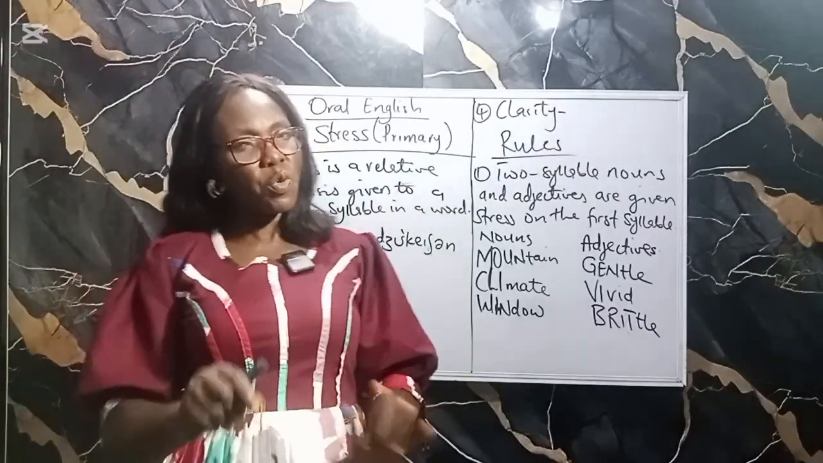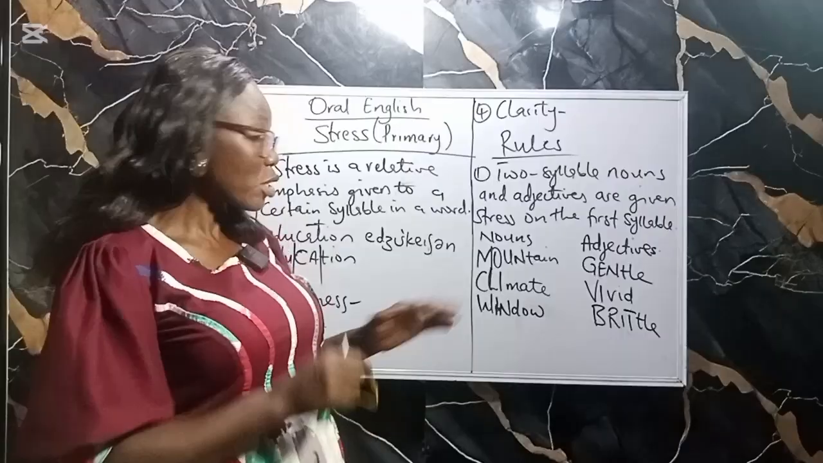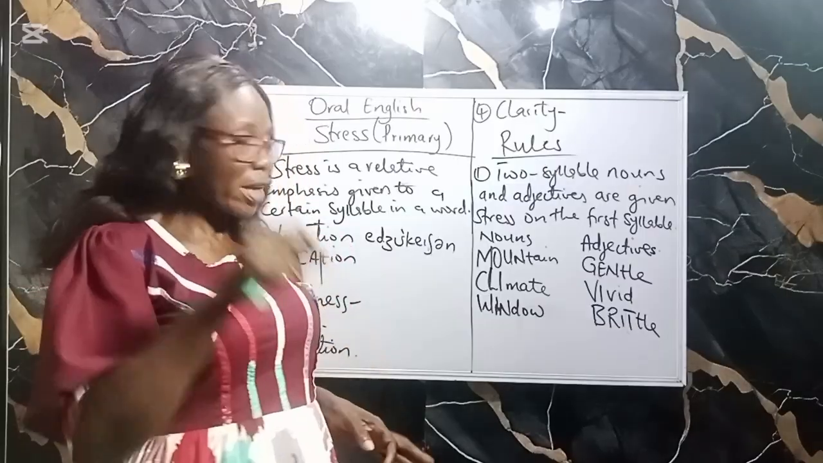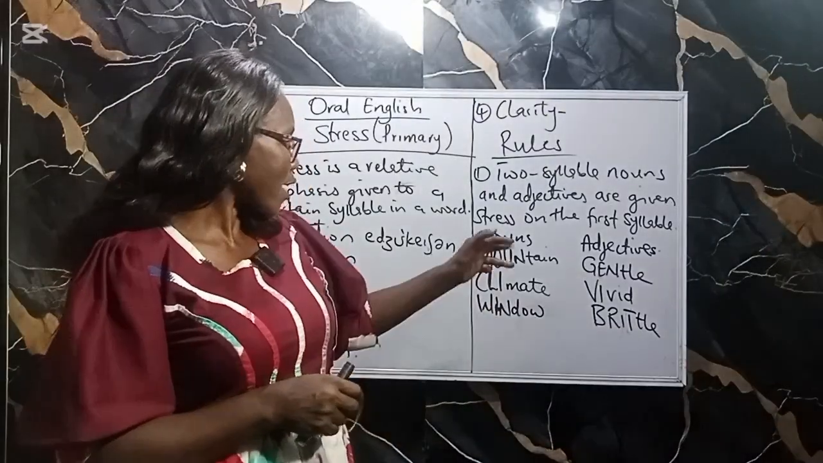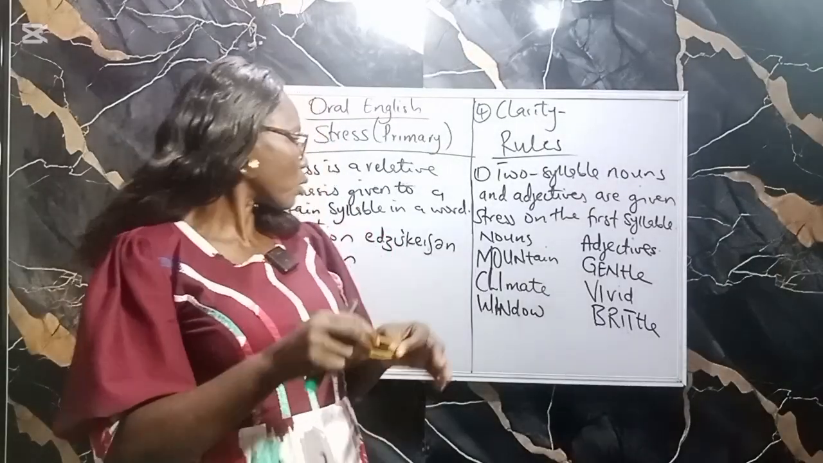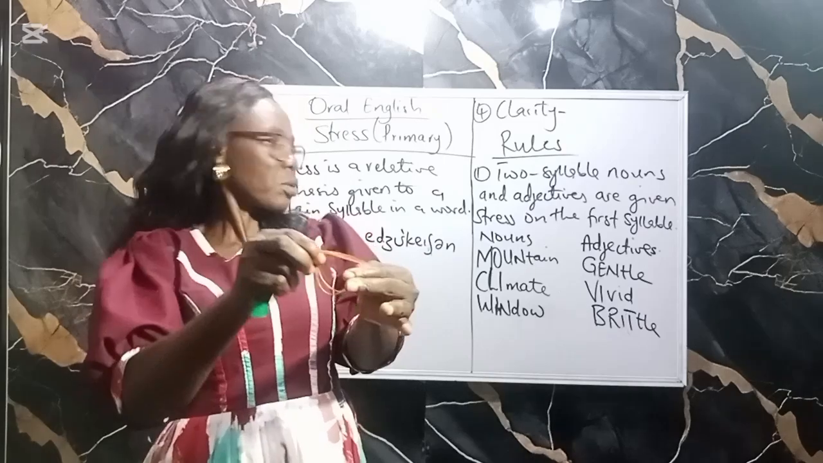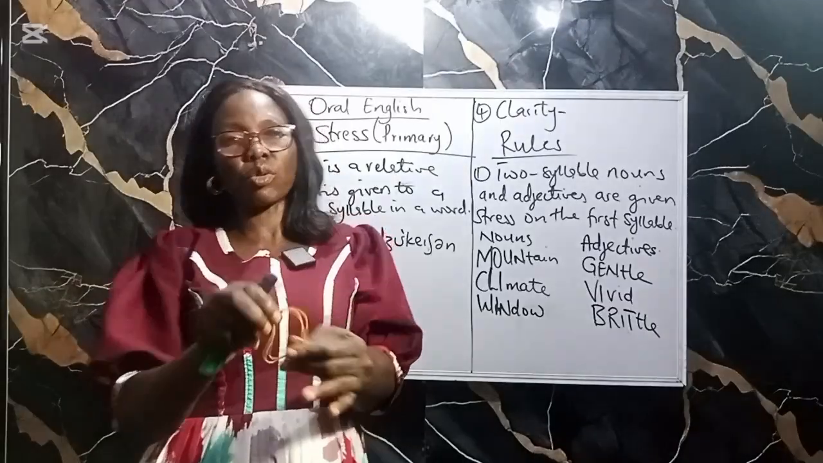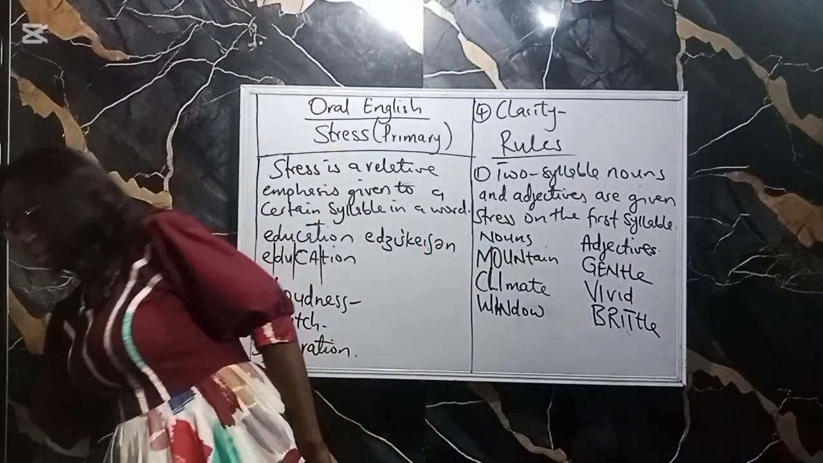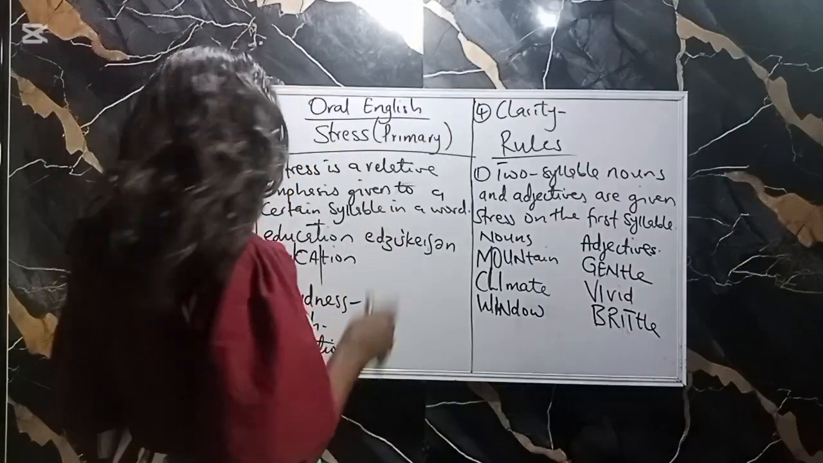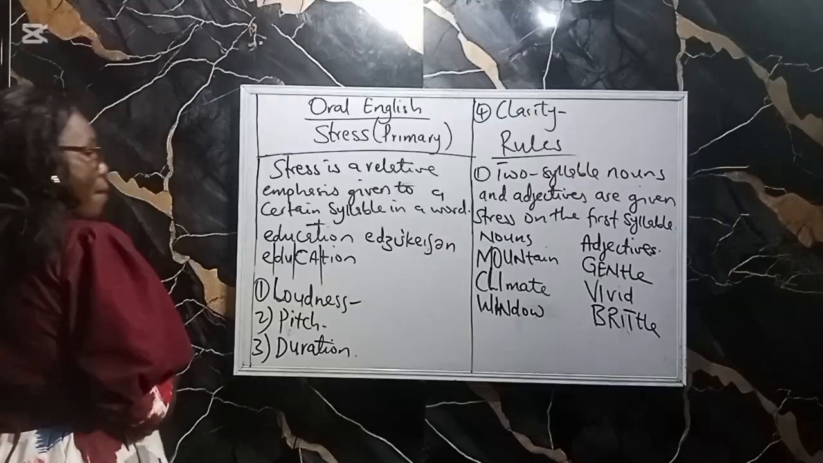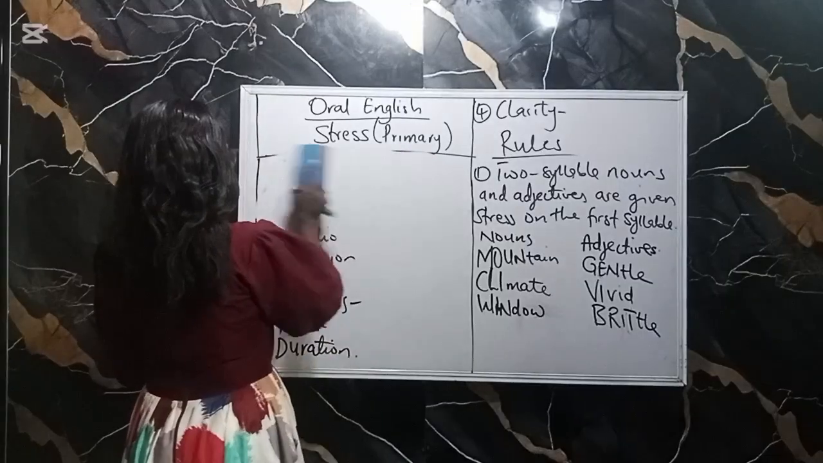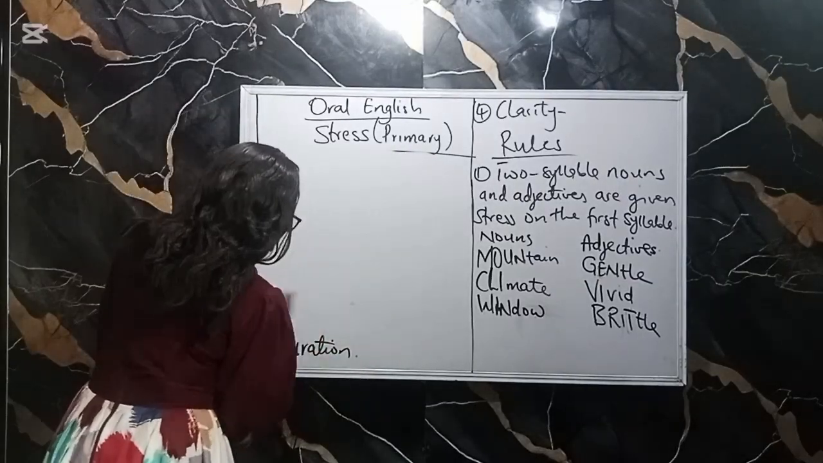Okay. For now, maybe we'll drop our rubber since we've known how to use it to show stress. Before I drop it, let me also emphasize that adjective. You do it like this: gentle, vivid, brittle. Now that is one rule. Let's go to the other rule. Remember, I promised to give you at least four rules.